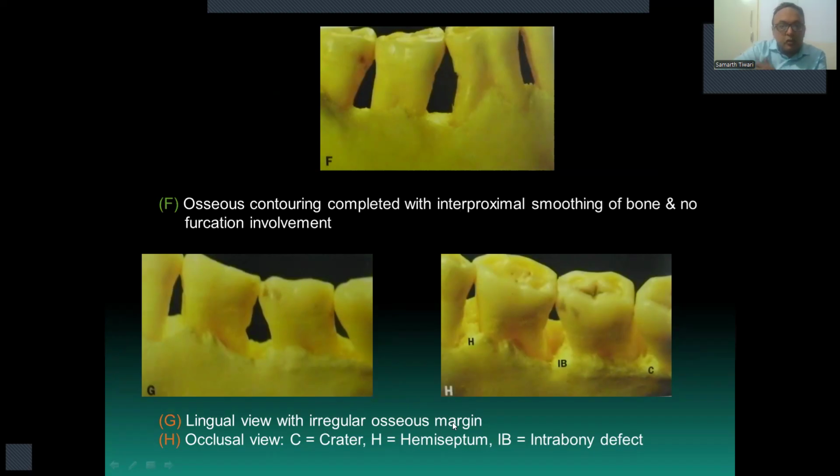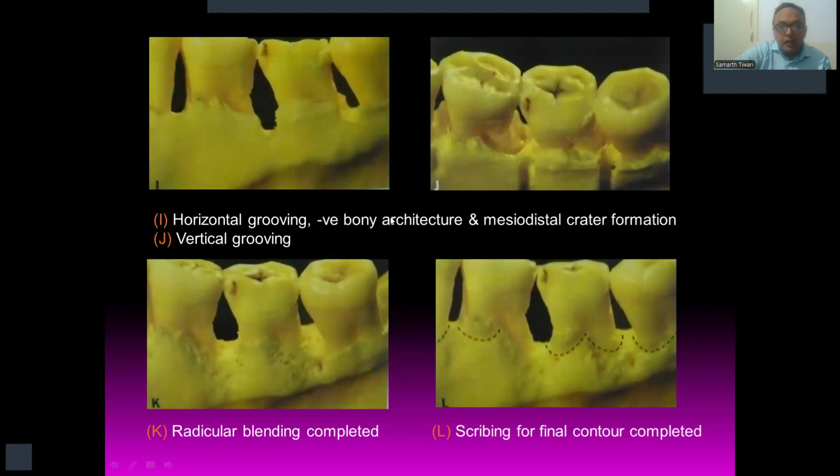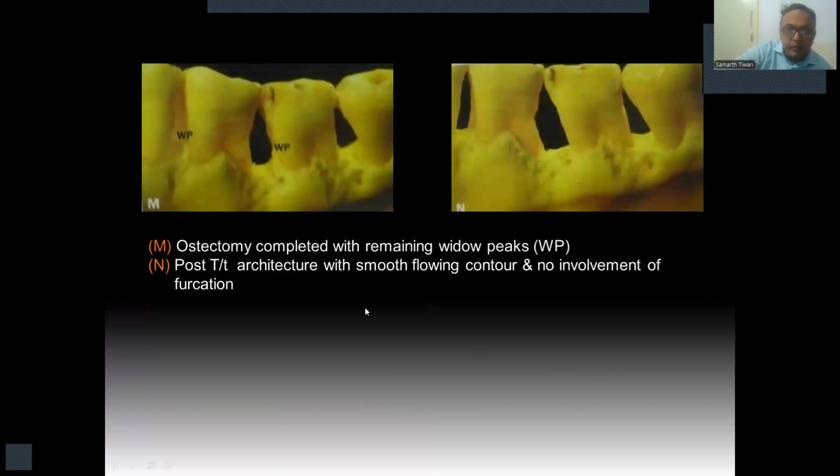Lingual view with irregular osseous margins. Occlusal view: crater, hemiseptum, intrabony defect. Horizontal grooving, negative bony architecture and mesiodistal crater formation. In J, we can see vertical grooving. In K, we are seeing radicular blending completed. In L, scribing of final contour completed. M, ostectomy completed with remaining window peaks. And N, post-treatment architecture with smooth flowing contour and no involvement of furcation.